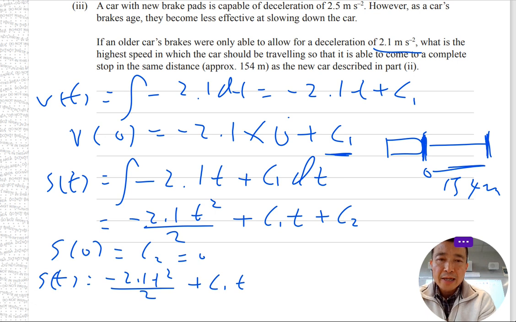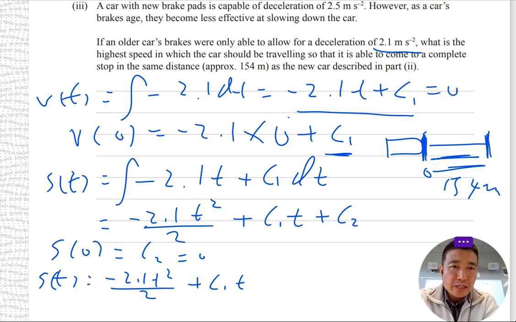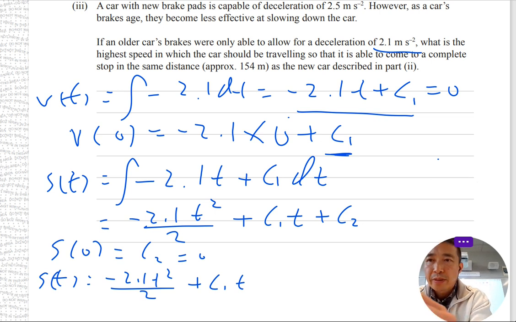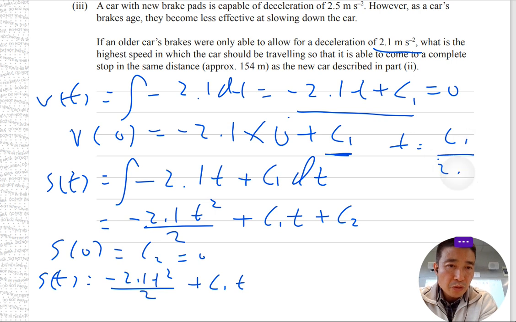Now, what's the time then? How long does that take? Last year, I remember I used 11.11. I didn't think it through carefully. It's not 11.11. So we have to calculate. What it means is when the velocity is 0. So when we calculate this, I'm going to rub this out. So that means t is C1 over 2.1.